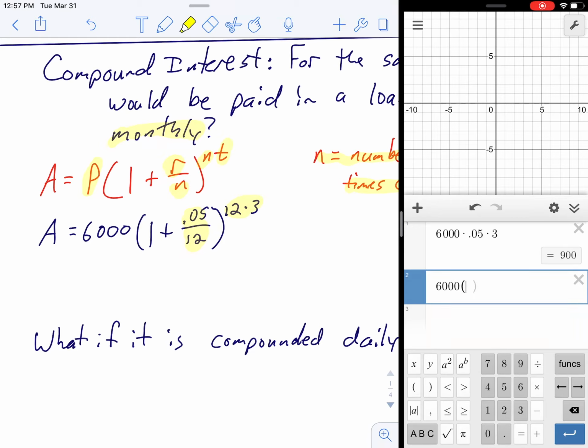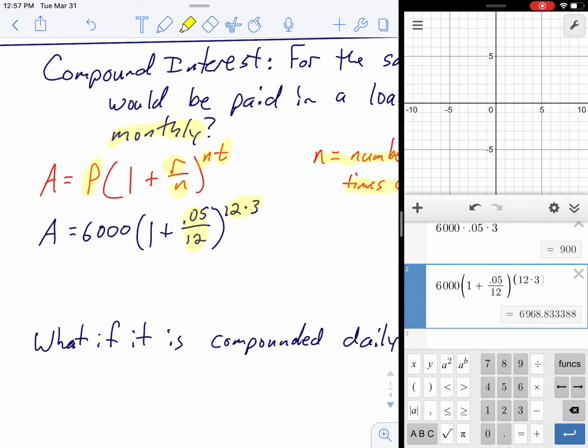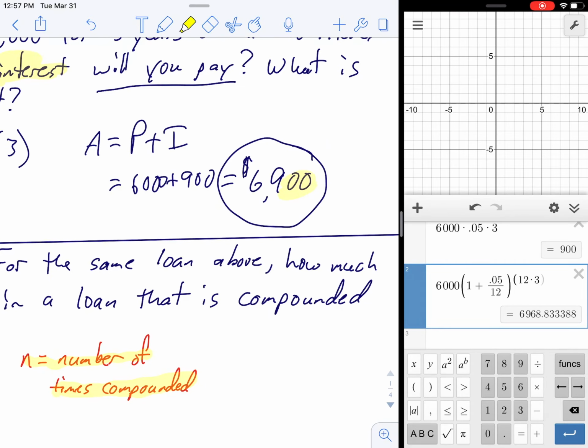6,000 parenthesis 1 plus 0.05 over 12, and that is raised to the 12 times 3 power, and this works out to be $6,968.83. So you see that the bank making this loan makes $68.83 more than the bank that did that other type of loan.